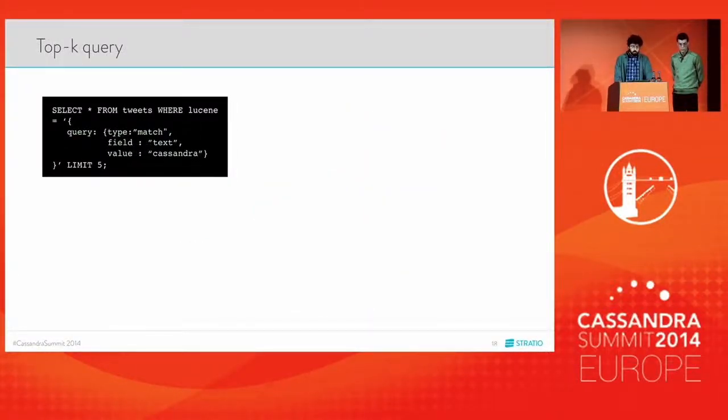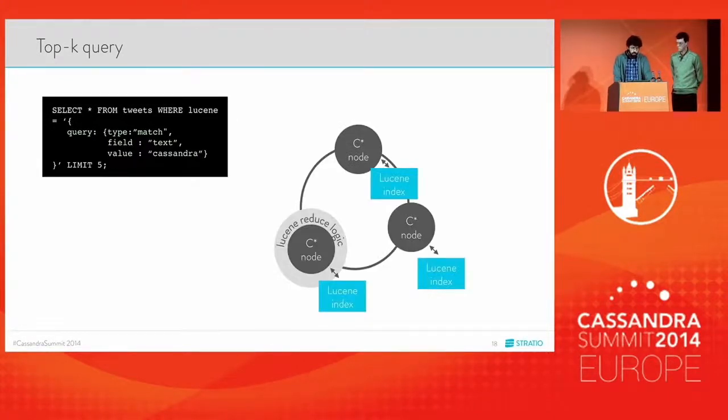Now imagine we would like to find the 5 best matching tweets containing the word Cassandra. As a top-K query, it will involve Lucene relevance features. As before, the query arrives to the coordinator, and then the coordinator distributes the query to all nodes in the cluster, as we don't know in which nodes the more relevant results are.